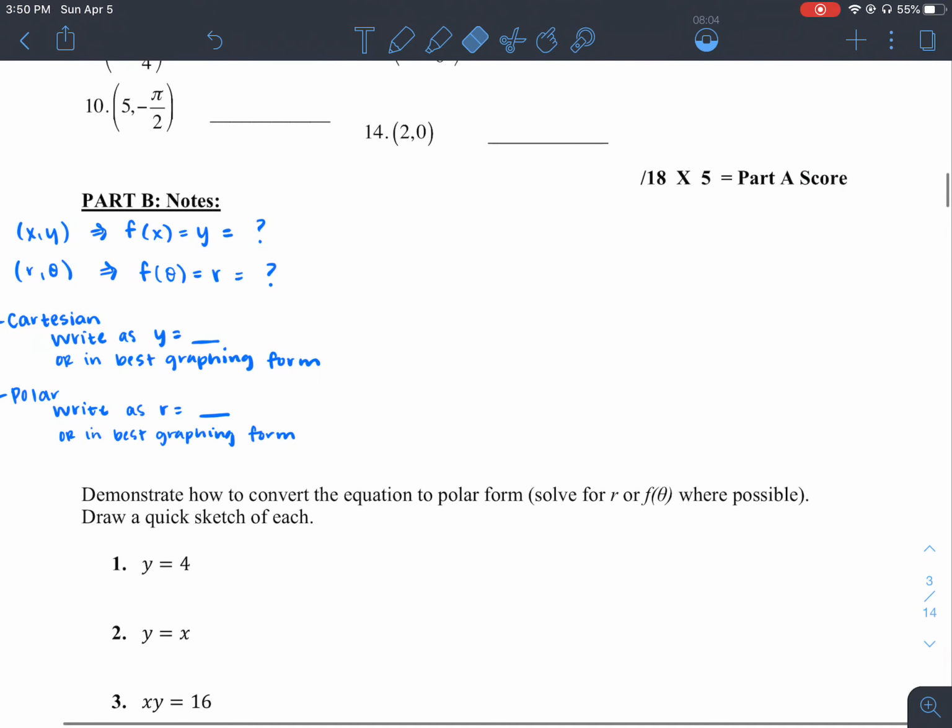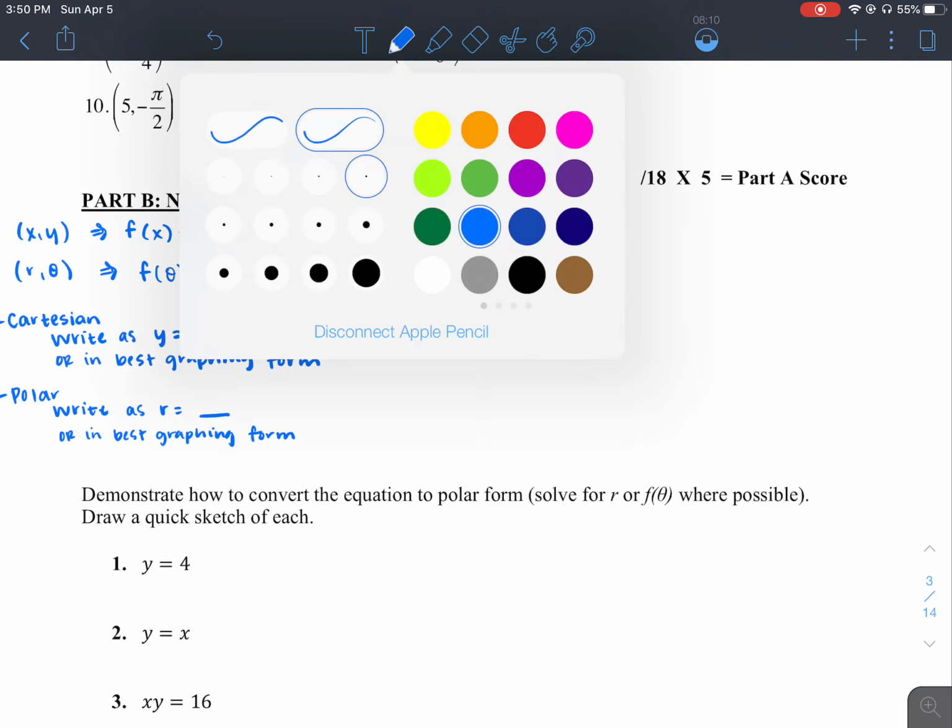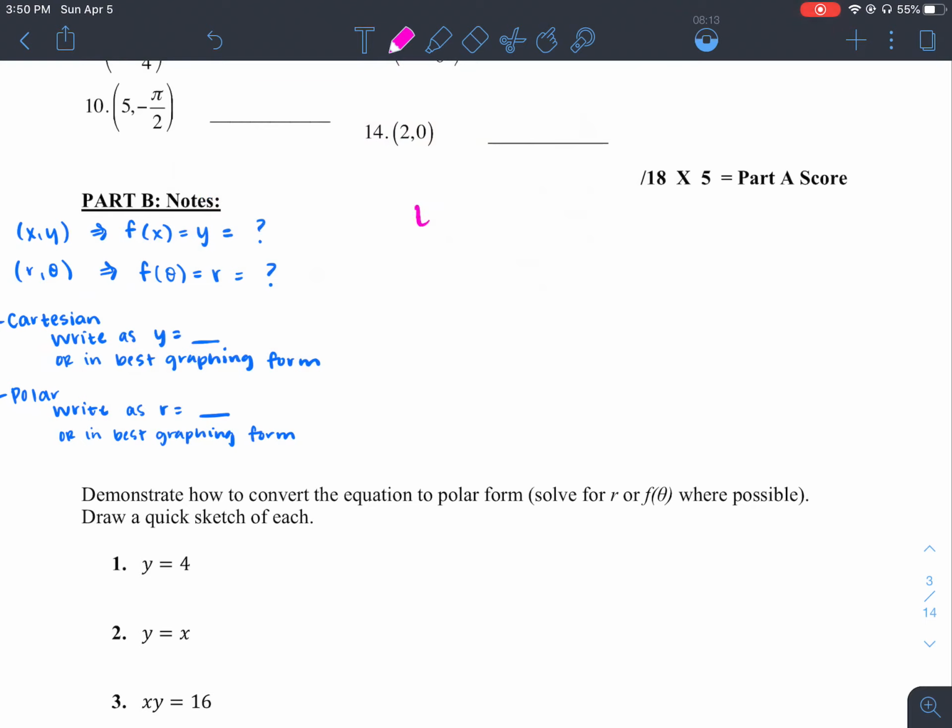There's not a whole lot of space here, so you just want to make sure that you write small enough that you can fit them all in there. They will all fit. I just wouldn't use the whole space for one example. But we're going to do some examples where we convert back and forth between polar and Cartesian. Most of these are going to be going from Cartesian to polar, but not all of them.